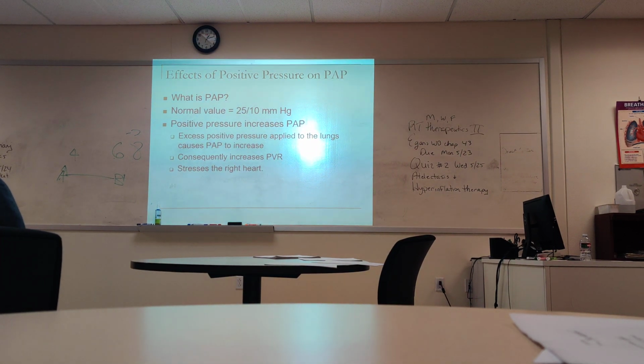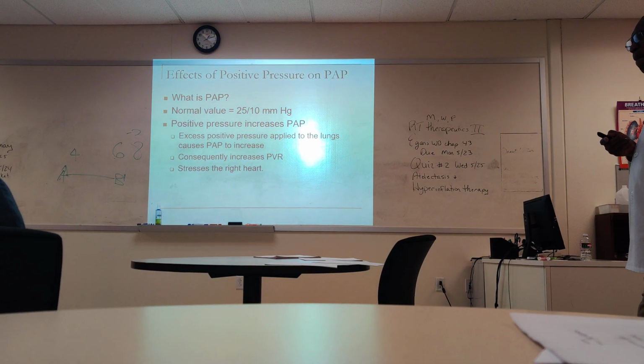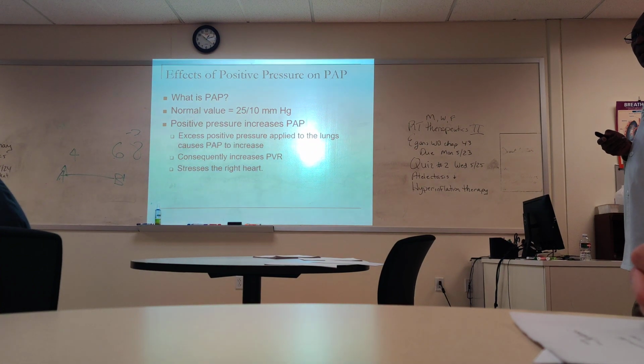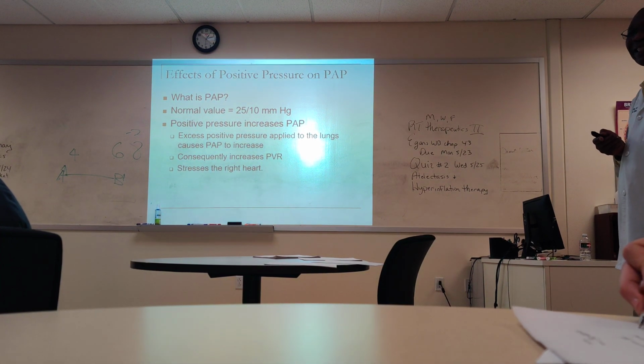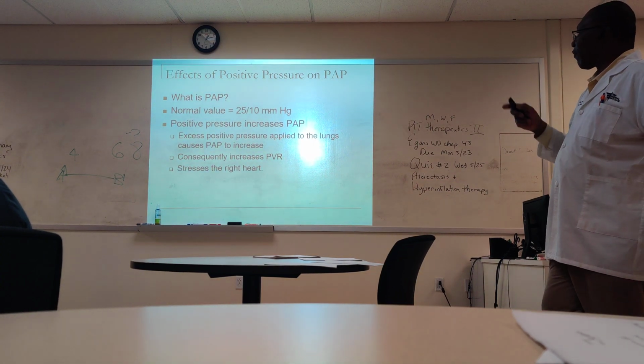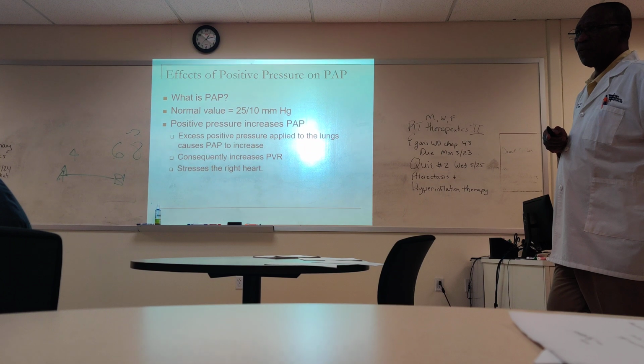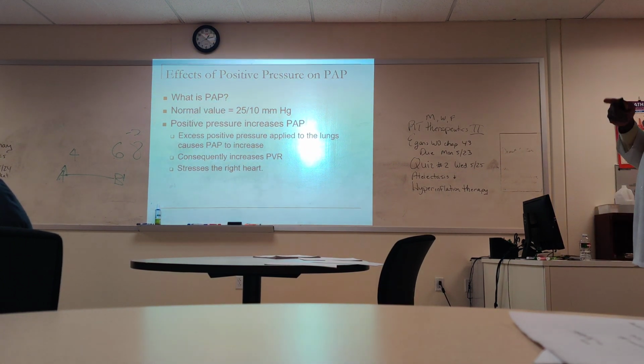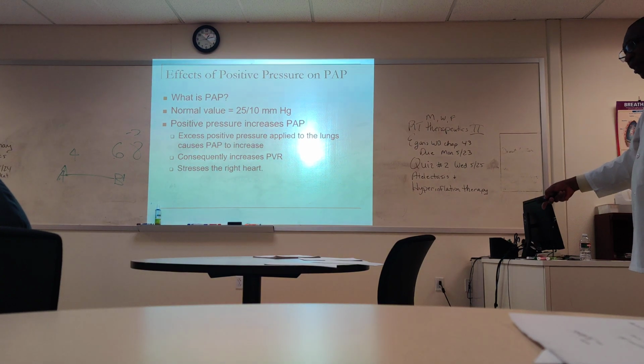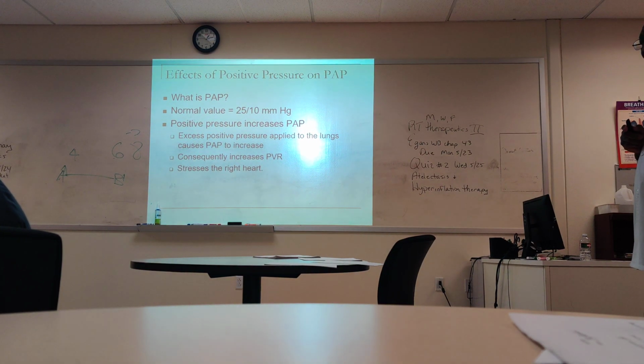Pulmonary artery pressure. Now, this is the pressure that is inside the pulmonary artery, or the pulmonary system, if you want to say that. So we use it to monitor the function of the lungs and the pulmonary artery. If there is anything going wrong inside the pulmonary artery or inside the lungs, it will be reflected in that pressure. For instance, a patient has pulmonary embolism. That pressure will go up.